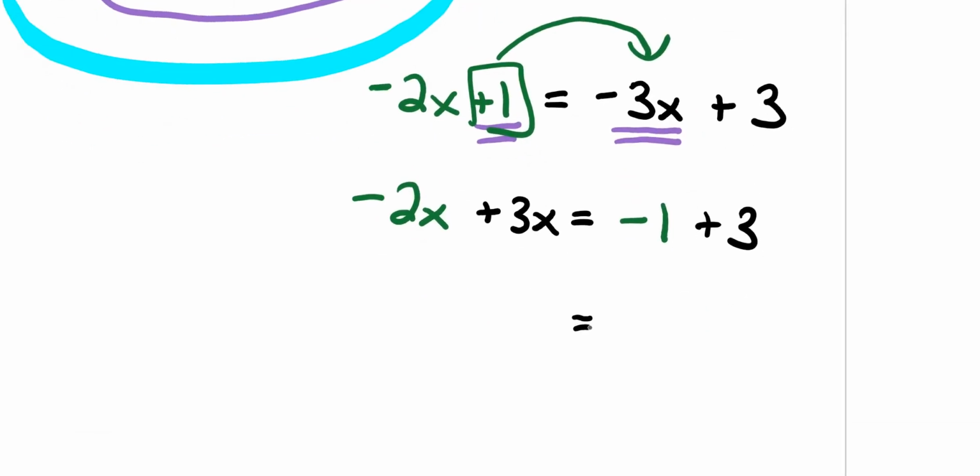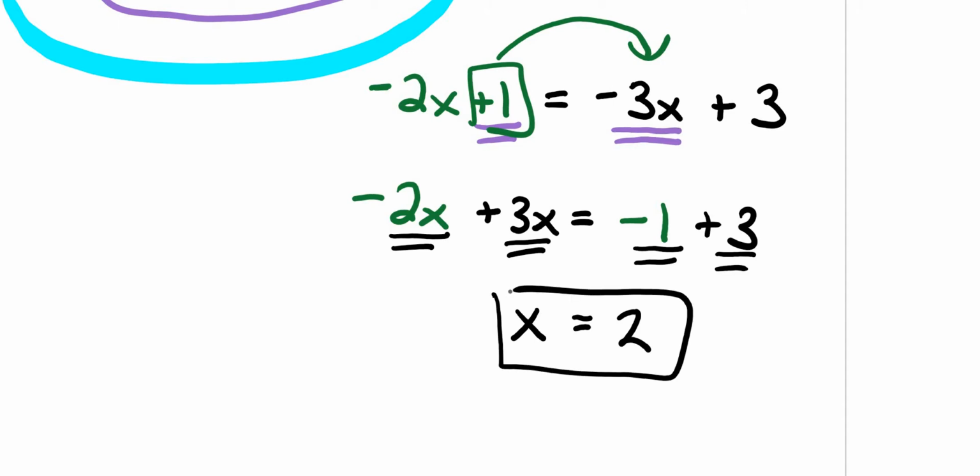And then from here on, we just collect like terms. So on the left-hand side, negative 2x plus 3x. Negative 2 plus 3 is 1, so I can leave that as x. 1x is the same thing as just x. And then if I have a negative 1 plus the 3, that's going to be 2. So x has a value of 2.